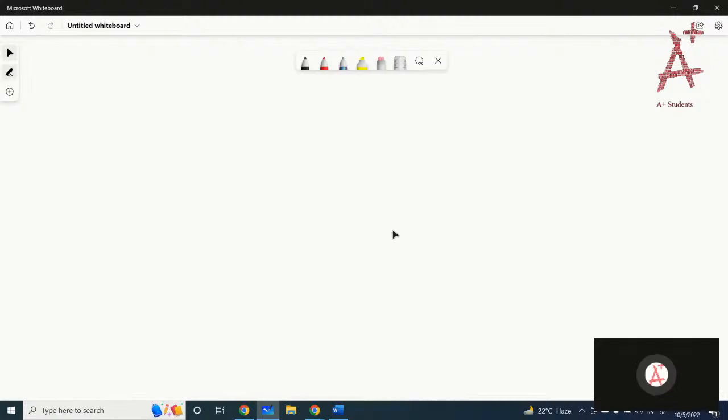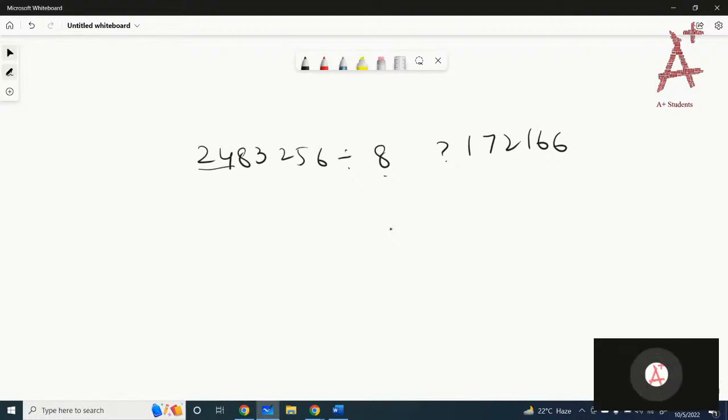Okay, the next one is estimate which sign makes the statement true. So it is 2,483,256 divided by 8, and it is around 172,166. So you have to estimate and then you have to put the sign. We know that 8 times 3 is 24. So it is rounded off to 2,400,000.